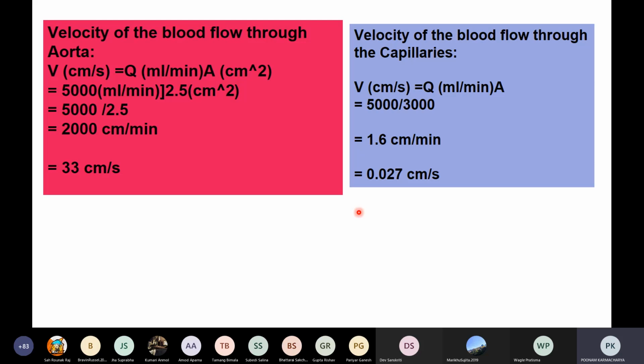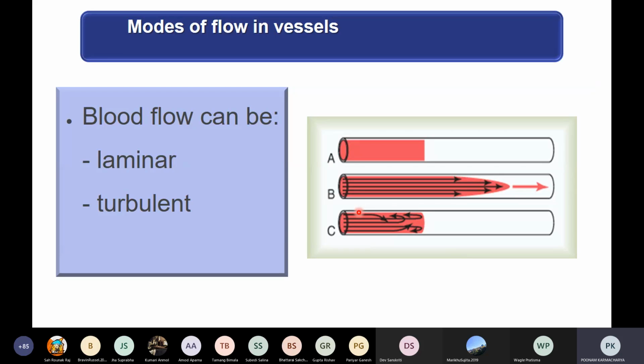Okay, so this particular formula tells you how cross-sectional area is going to affect the velocity of the blood flow. So the higher the cross-sectional area, the slower the velocity of the blood flow, right? Now next thing what we're going to see over here is modes of flow in a vessel. So blood flow in the blood vessel can be laminar, it can be turbulent.